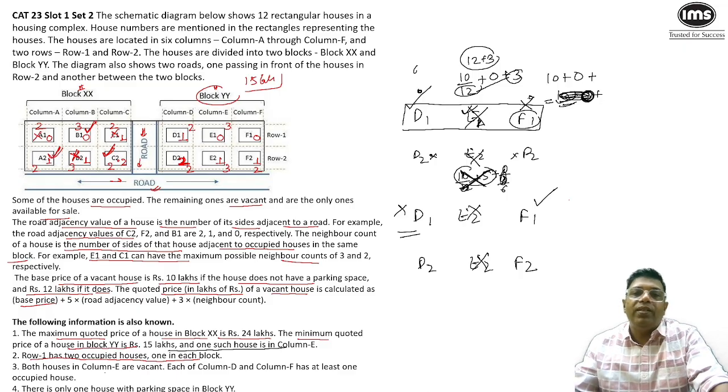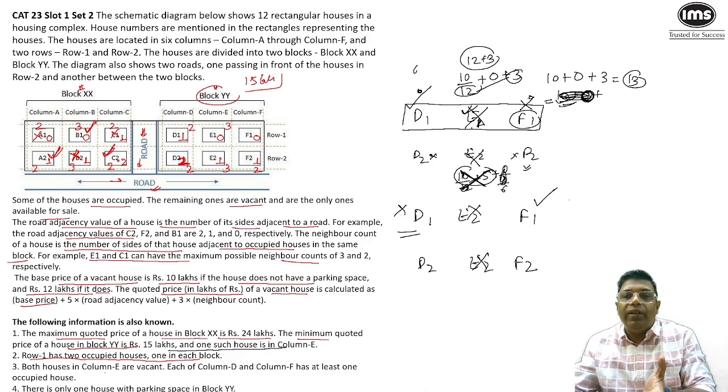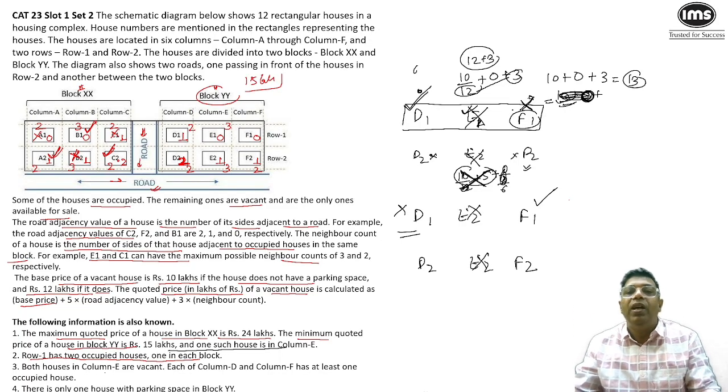Now, this house is vacant. If I take this to be empty, definitely this has to be occupied. In that case, this value will become 13. Now, 13 cannot be the quoted price. So this case is not satisfying our condition. Now you understand what we have done, because it says in block YY the minimum quoted price has to be 15. So if I take E1 to have a quoted price of 15 lakh and I take D1 occupied, F1 empty, in that case F1's price will become less than 15. That is not possible.